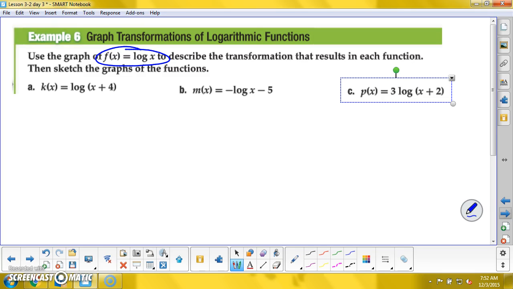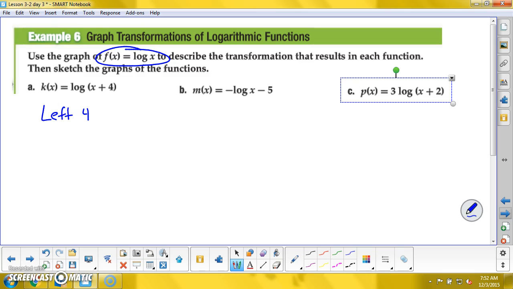Well, on part A, we got this +4. And you have to ask yourself, is the +4 inside or outside? And you can tell that it's inside, and so our rules are it's going to affect it horizontally. So we say it's a horizontal shift to the left 4. Remember, anything inside behaves illogically.